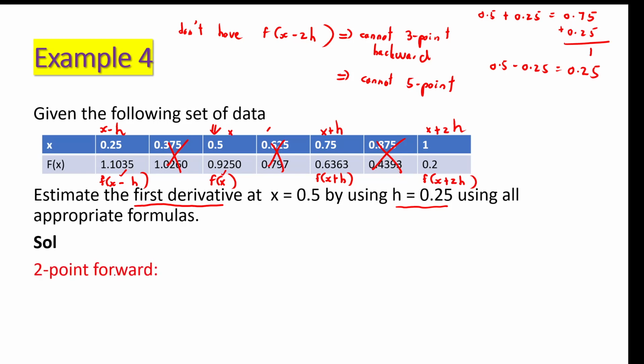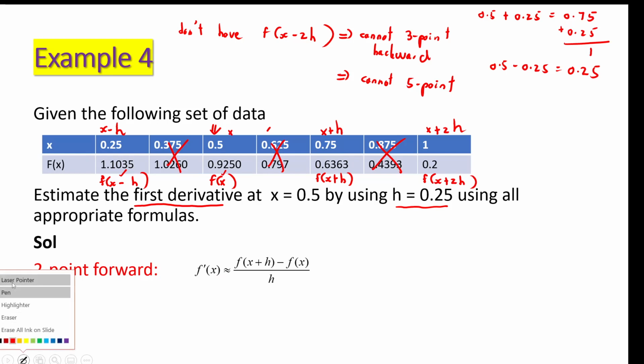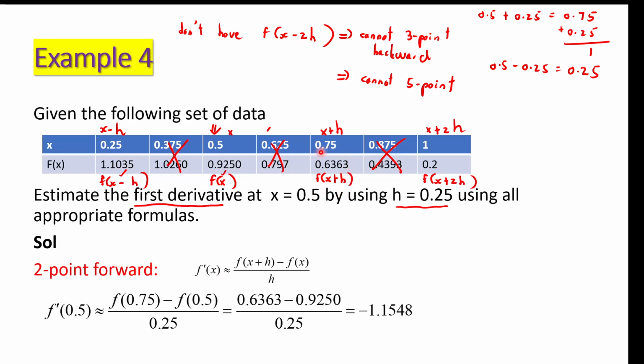So let's look at the 2-point forward. f(x+h), which is 0.6363, minus f(x), which is 0.9250, divided by h. h is 0.25. Hence, you get the answer negative 1.1548. So is it okay?